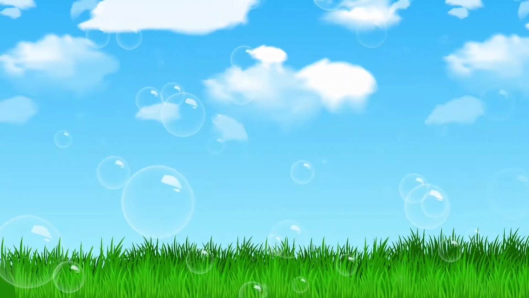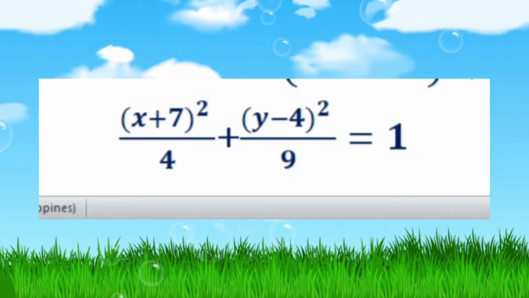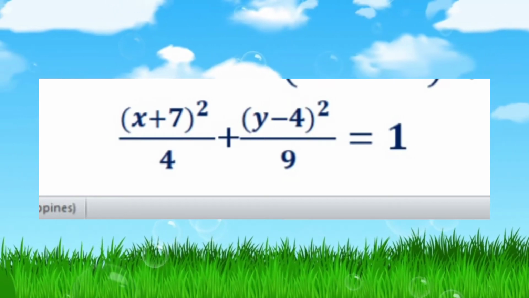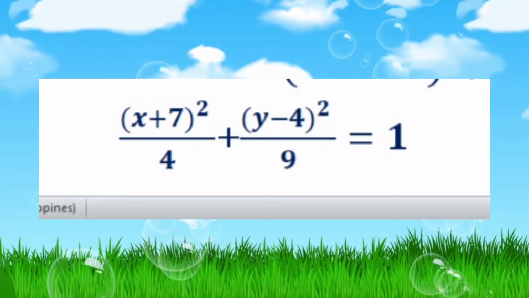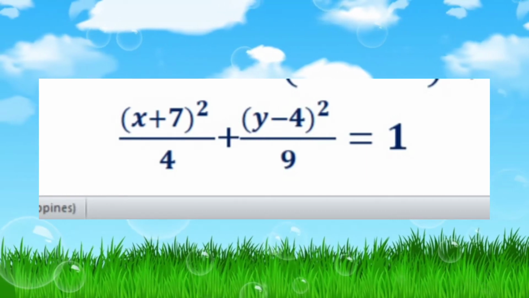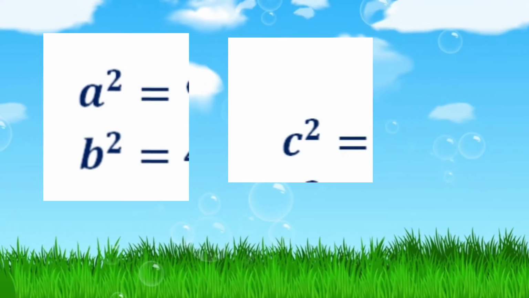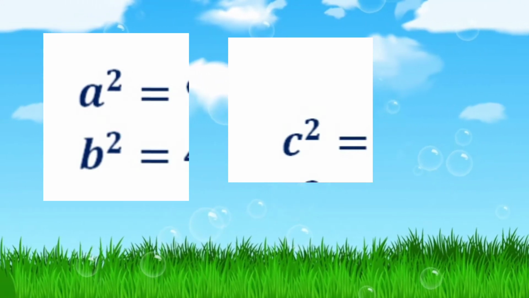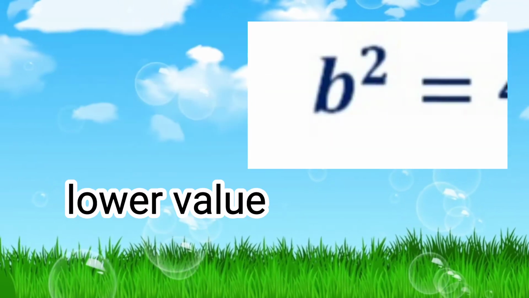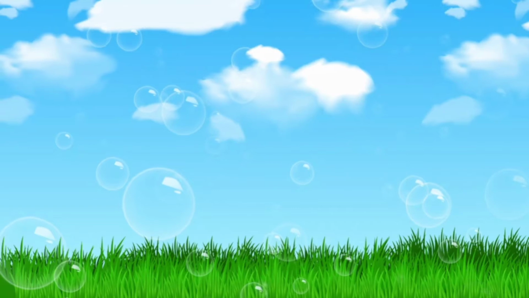And then we must have it in standard equation. So because 1 multiplied by (x plus 7) squared will become (x plus 7) squared, and then 1 multiplied by (y minus 4) squared will become (y minus 4) squared, over 4 and over 9 equals 1. So we need to find the value of a squared, b squared, and c squared. And according to the rule, the a squared will always be the higher value and the b squared will be the lower value. So we need to graph it.